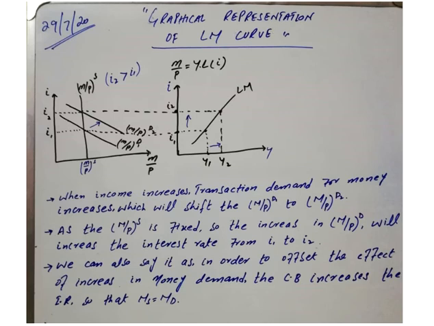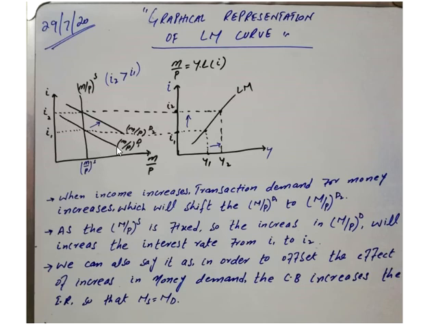So let's make the LM curve. As we know, the LM curve shows the equilibrium in the money market, where the money supply equals money demand. As we know, money supply is fixed. Why is money supply fixed? Money supply is fixed because it is controlled by the central bank, so it is fixed for the given time period.